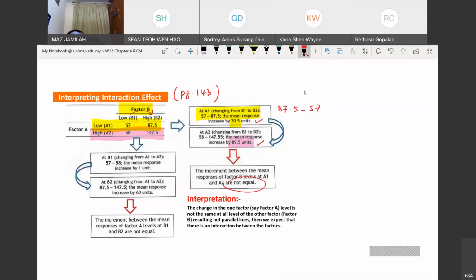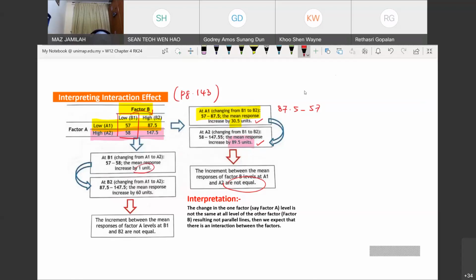So this goes back to the understanding: if you don't have parallel lines, it will be an indication that an interaction exists. Now, what if we look at the factor B1 level, at both factor A low and high? At B1, moving from 57 to 58, the mean response increased by 1 unit.